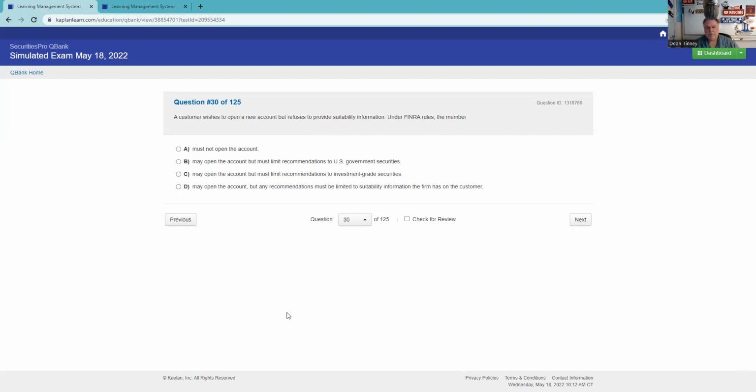Anyways, D sounds like the best choice here. May open the account, but any recommendations must be limited to suitability information that we're able to obtain. So I joke, right? I'm going to open the account for Elon, and if he refuses to give information, I'm going to put suitability, richest man in the world.